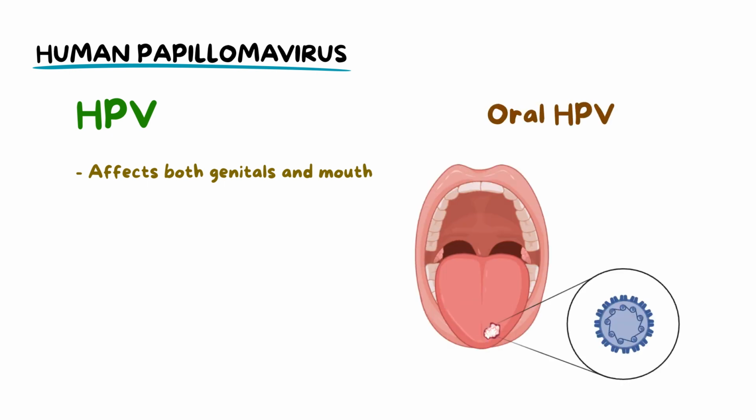Human papillomavirus, or HPV, is a diverse and contagious virus that affects both the genitals and the mouth. Infection of the mouth is usually referred to as oral HPV. With more than 40 sexually transmitted forms of oral HPV, the DNA virus can cause wart-like growths on the tissue.